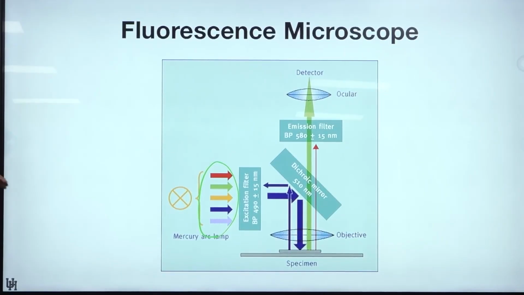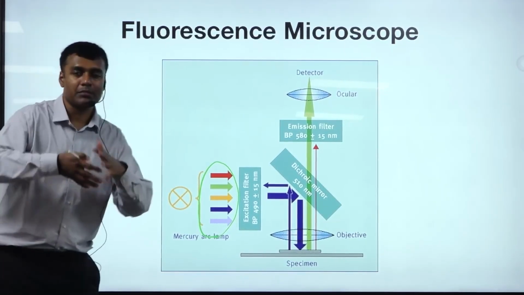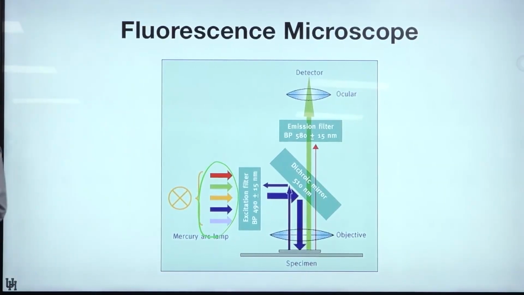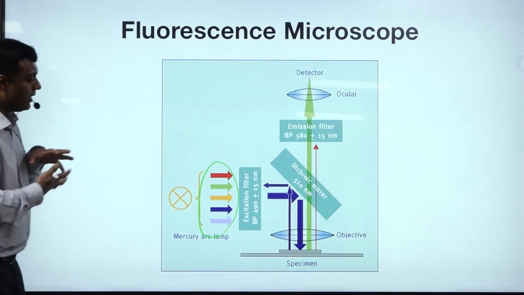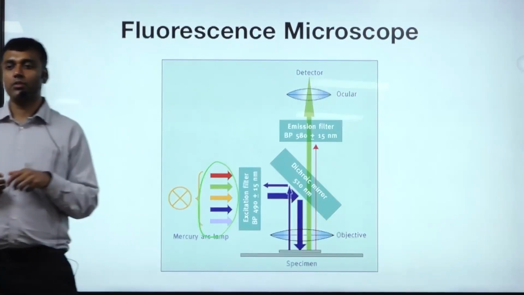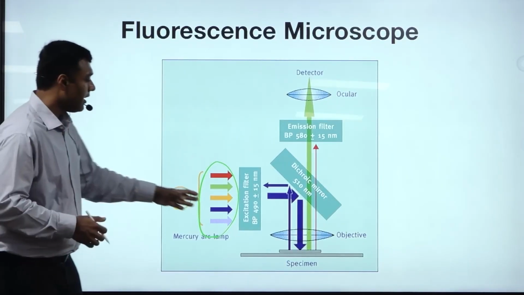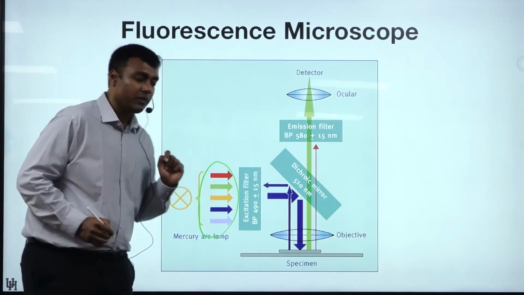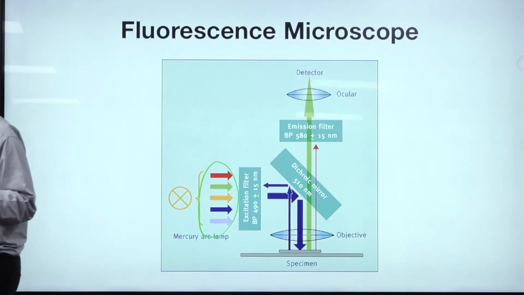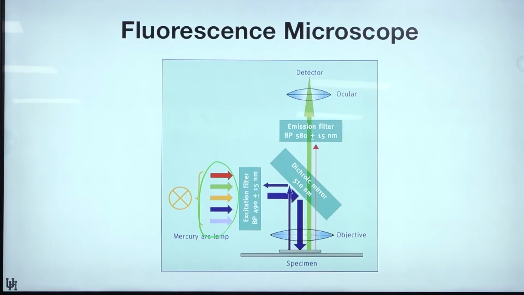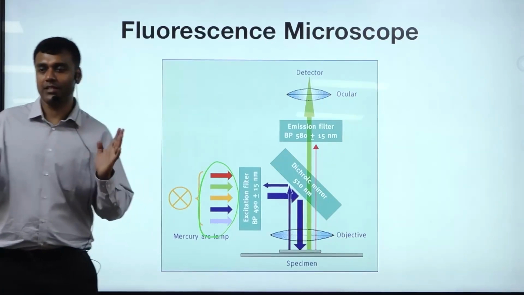Previously, it used to be mercury arc lamps or something that emits light at different wavelengths. More recently, it is LED light sources or laser diode light sources, which have high intensity light at, say, blue, like 490 nanometers, a cyan or light blue kind of color, for example.